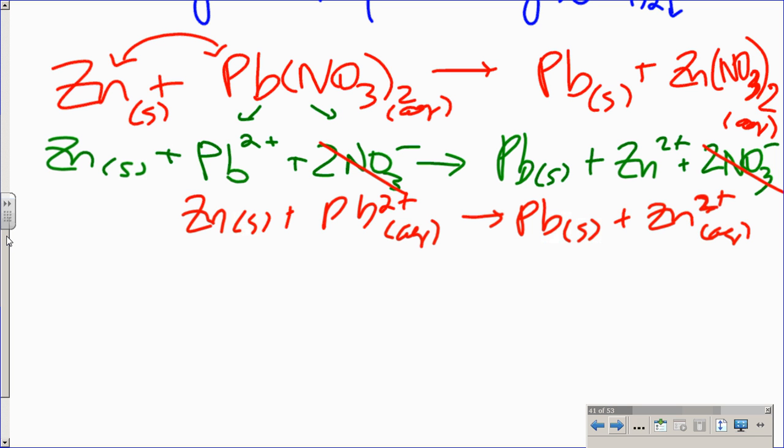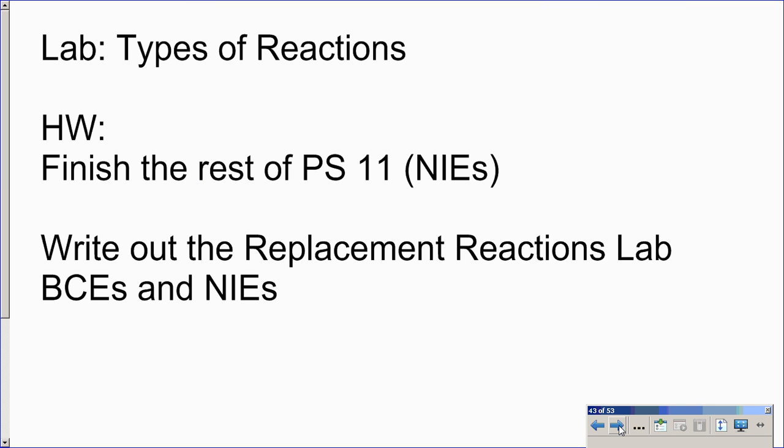Okay, so your lab requires you to experiment with chemical reactions. All closed-toe shoes, I hope so. So you are doing 4 types of chemical reactions. The only one you're not doing is combustion. Your lab sheet's in the lab notebook. After you finish your lab, you can start finishing up the NIEs on problem set 11. That's the very last touch that you have to do there. And I'll show you where this is on my website.